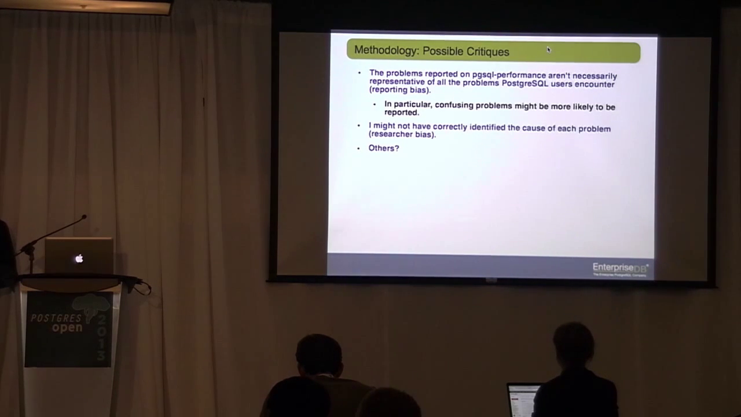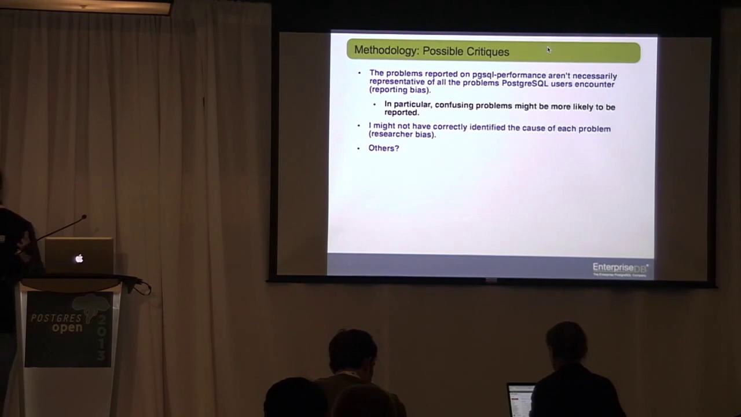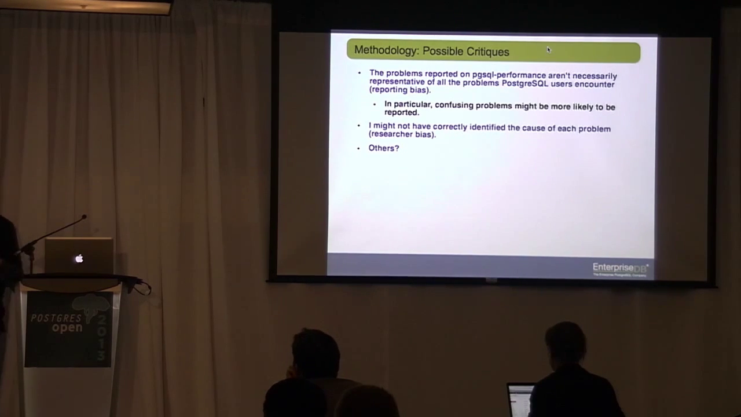And there's also a bias in terms of which users are likely to post to the mailing list. Novices might not even know that the mailing list exists. Experts might already know the answers. Big companies might have support contracts and might go through their provider rather than through the mailing list. So there's lots of reasons why this is far from completely accurate.